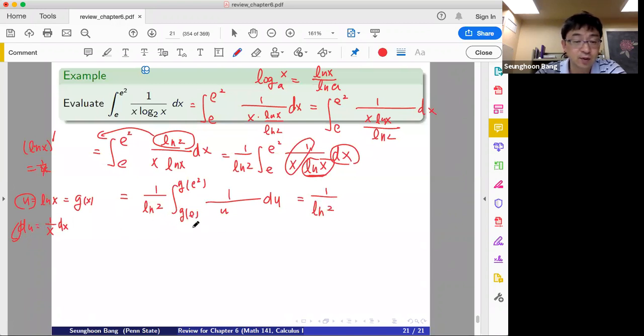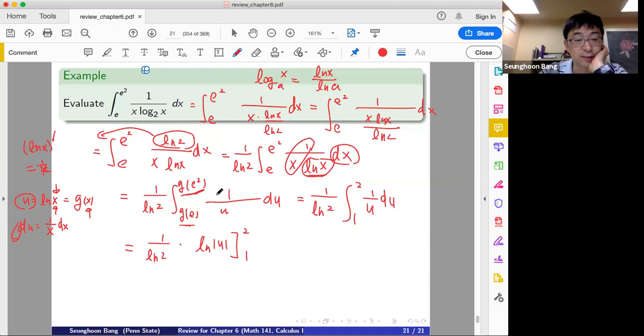What's g of e? You plug e into x: ln of e is 1. What's g of e squared? Plug e squared into x: ln of e squared, the ln and e cancel, only 2. So like this, 1 over u du from 1 to 2. So we have 1 over ln of 2 times ln of the absolute value of u from 1 to 2.